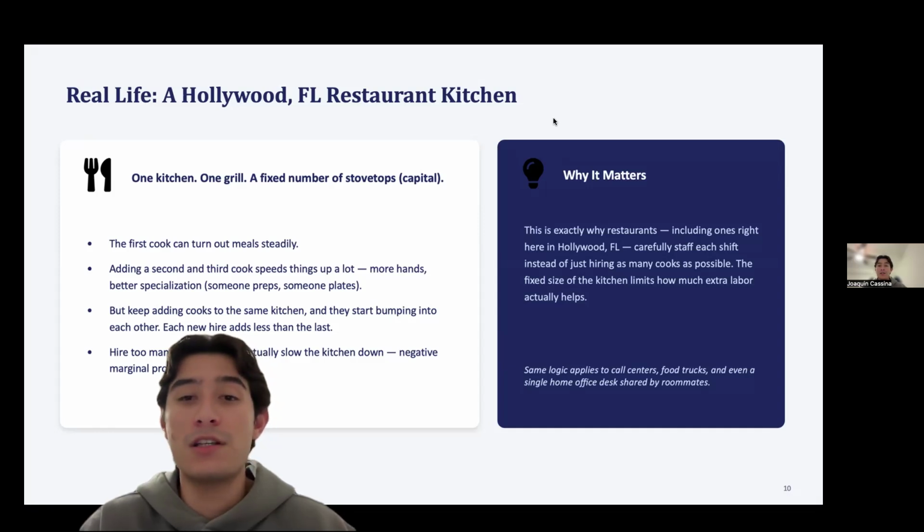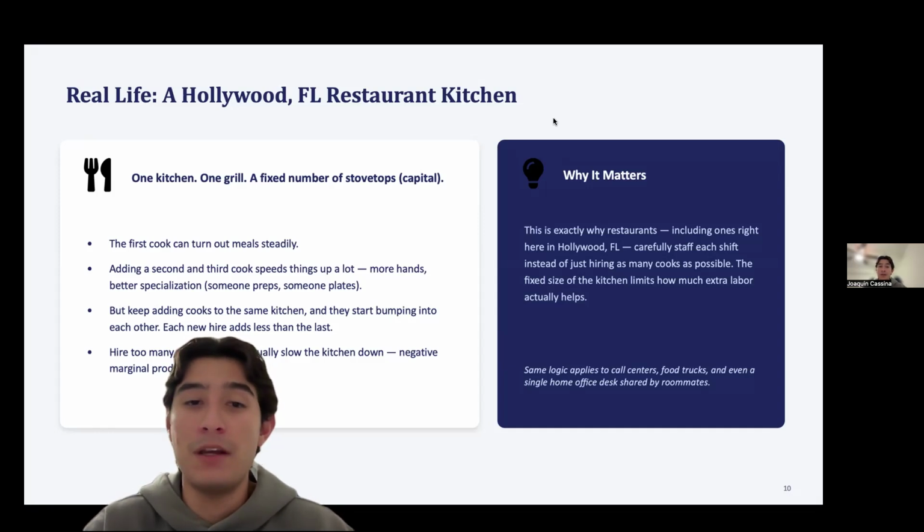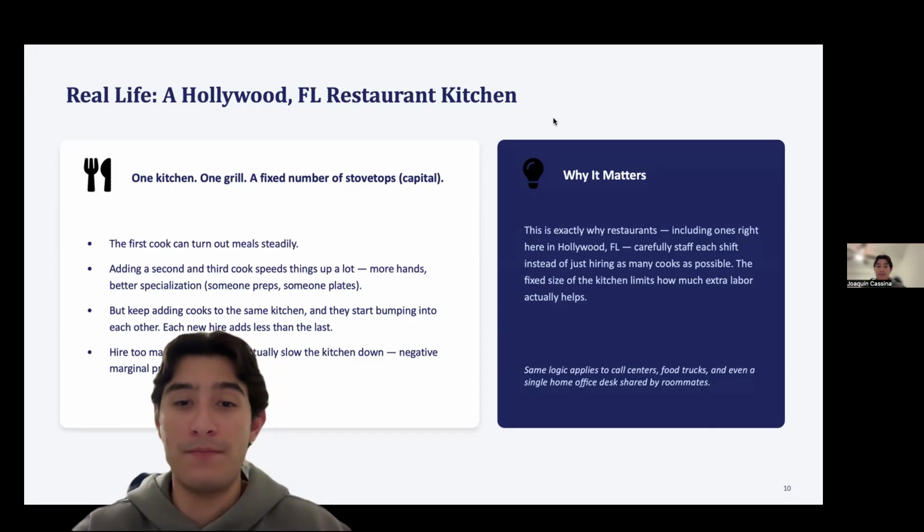But keep piling on cooks in that same kitchen, and eventually they're just bumping into each other, and each new hire adds less than the last one did. Hire way too many, and the kitchen actually gets slower. That's exactly why restaurants staff each shift carefully instead of just hiring as many people as they can. The size of the kitchen limits how much labor can actually help them.